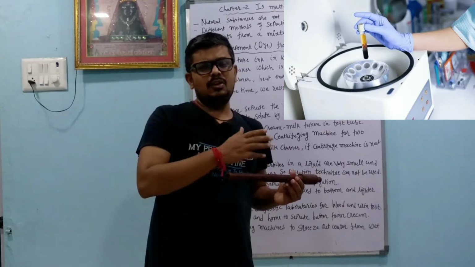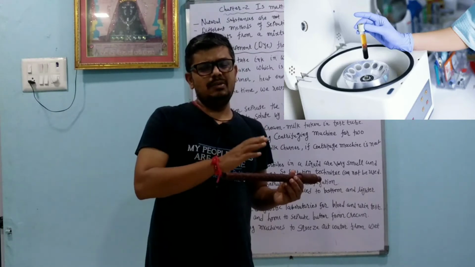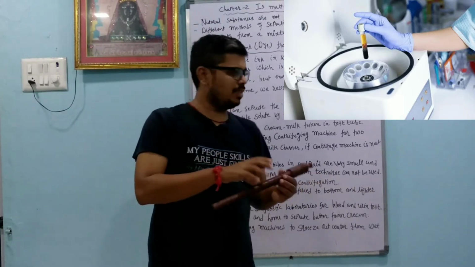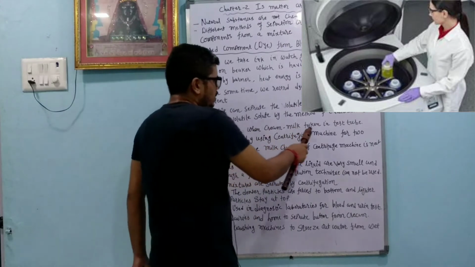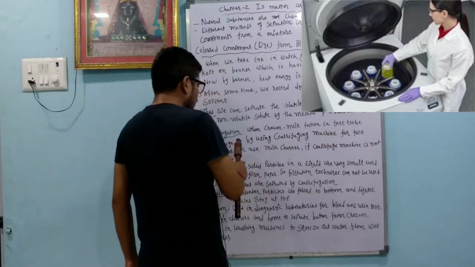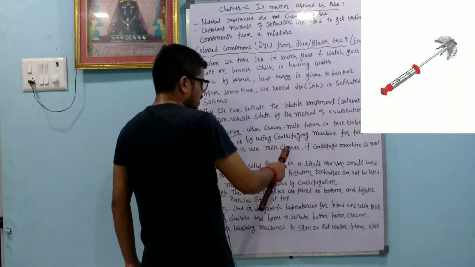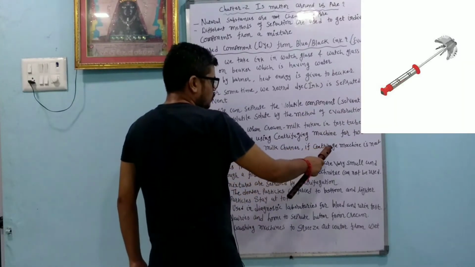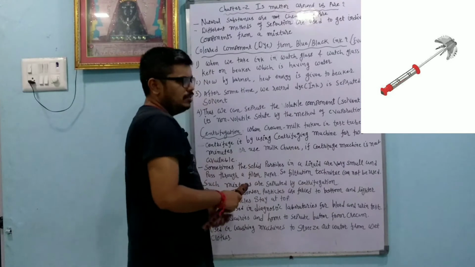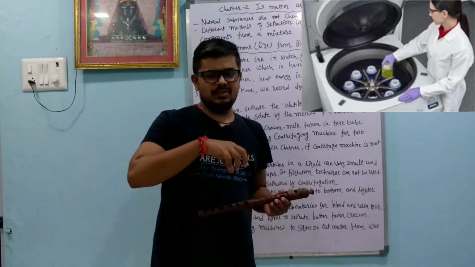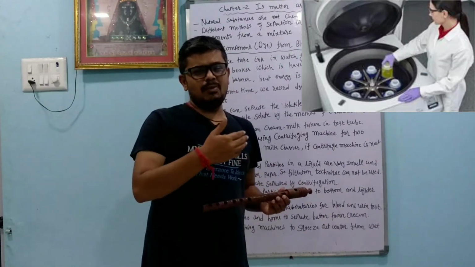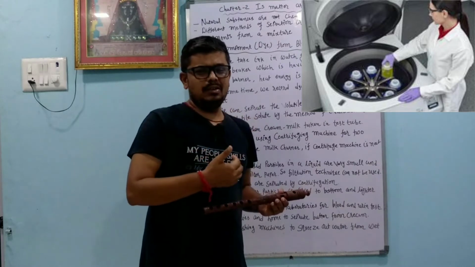By this technique we can also separate cream from milk. When milk is taken in a test tube, centrifuge it using the centrifuging machine for 2 minutes, or use a milk churner if a centrifuge machine is not available. So we can also use the milk churner to separate the heavy particles, or to separate the cream and the milk.